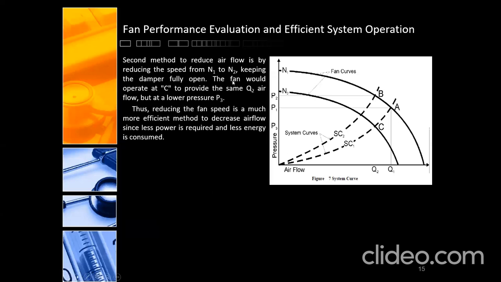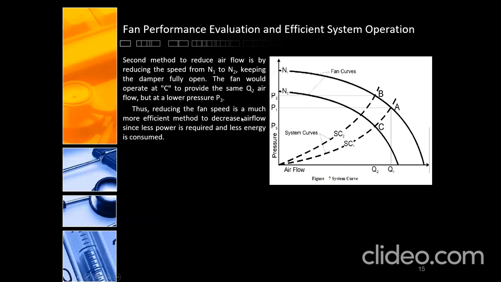The next, second method to reduce airflow, is by reducing the speed from N1 to N2. So N1 to N2, speed reduced, keeping the damper fully open, the fan would operate at C to provide the same Q2 airflow but a lower pressure P3. So yan ang pagkakaiba.